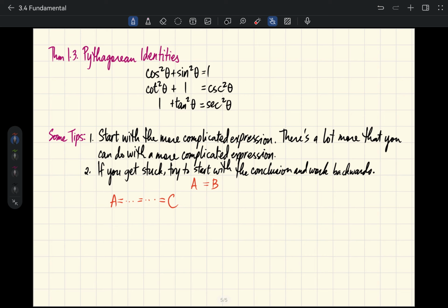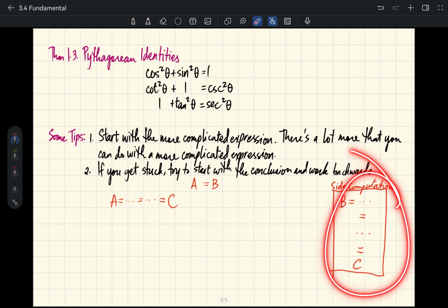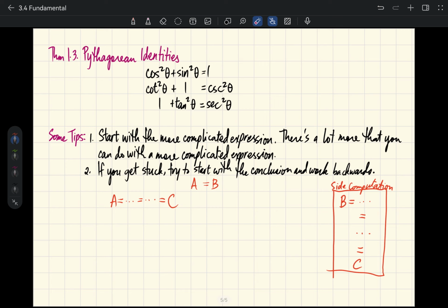And if we don't know what to do with this C, what we can do is work on the side and start with B, then do some stuff until eventually you reach C. So I would like to call this a side computation. But this one right here will not actually be part of your main solution. This is just some sort of an exploration that we're doing.